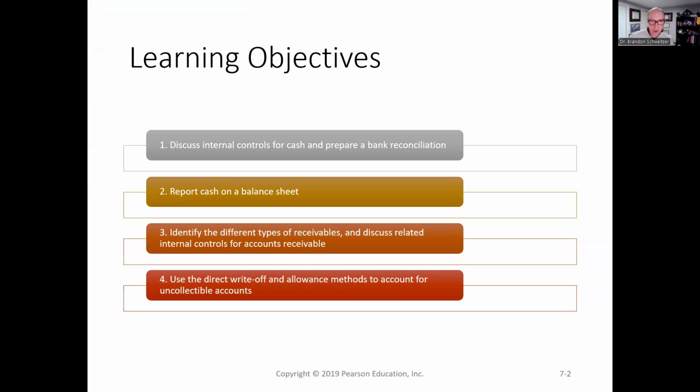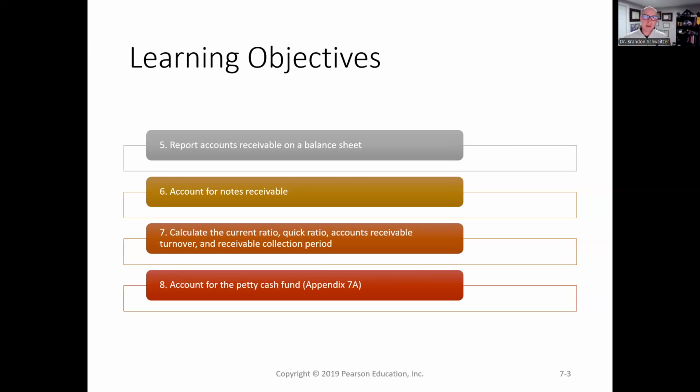We'll also talk about the direct write-off method and allowance method as it relates to uncollectible accounts. We briefly talked about that, I believe, about 2 weeks ago. We had a conversation related to what happens when there's an uncollectible debt. So we'll elaborate a little bit more on that. We'll talk about the accounts receivable on the balance sheet, how that looks. We'll talk about notes receivables. We'll do some ratios. We'll wrap up with a conversation on petty cash.